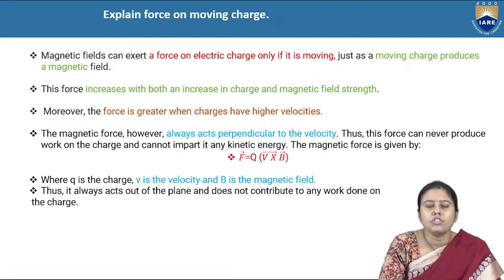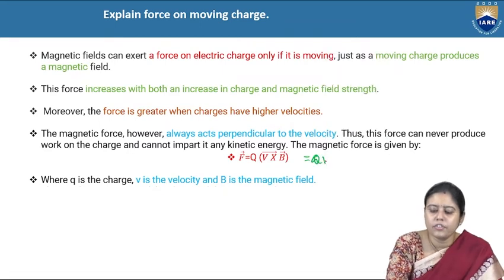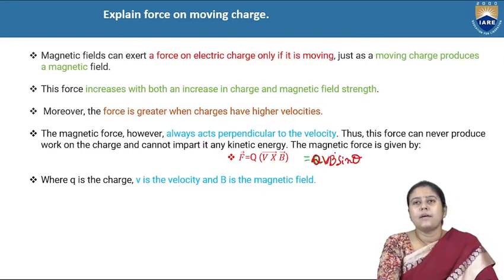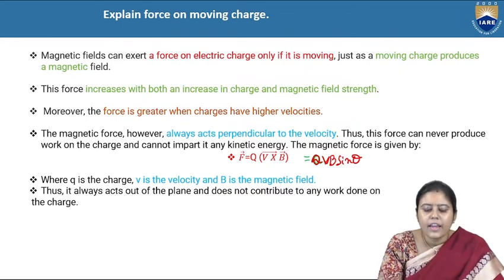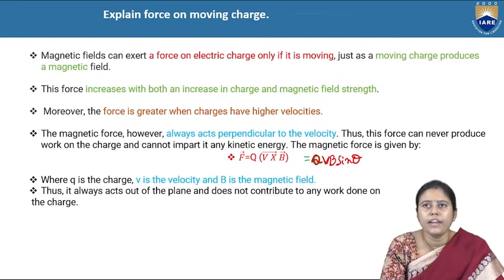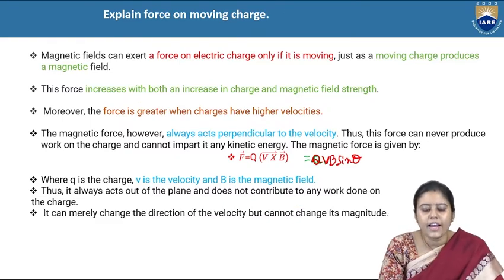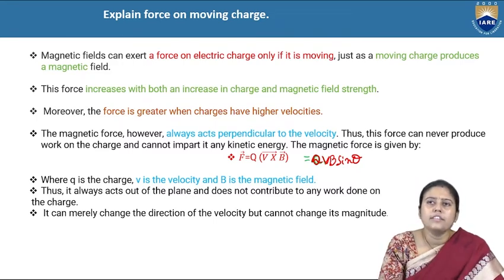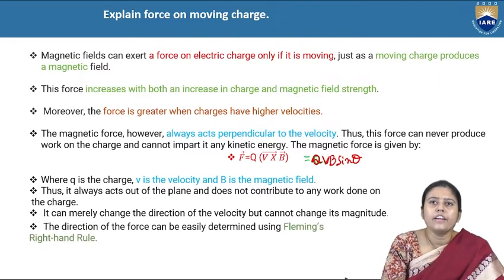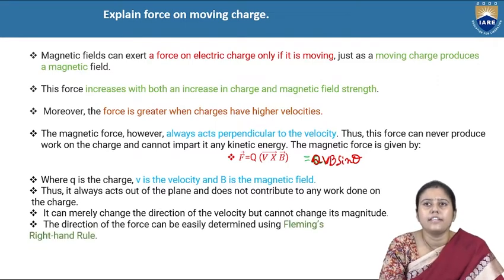As this is a cross product, we can also write F equals Q V B sine theta. So we can understand that the magnetic force depends on the angle theta. It always acts out of plane and does not contribute to any work done. It can merely change the direction of velocity but cannot change the magnitude. And it always follows Fleming's right-hand rule.